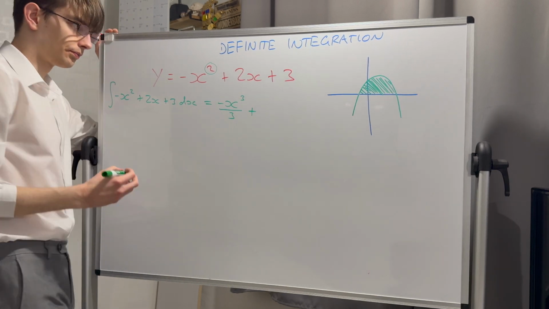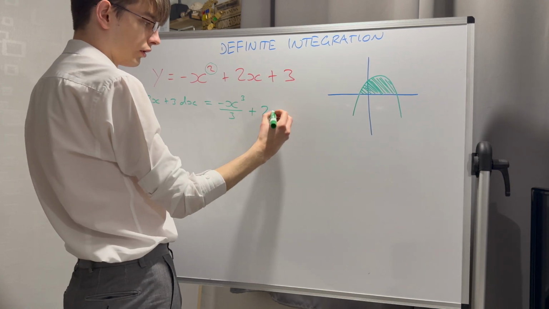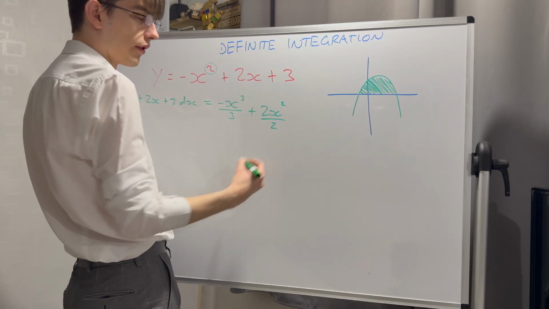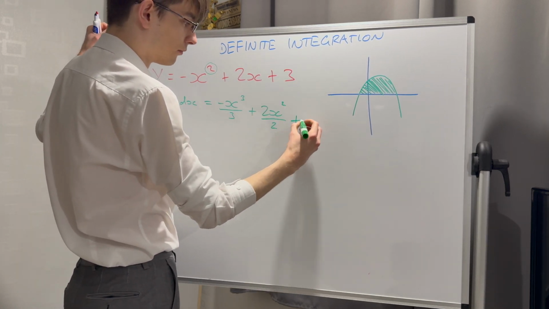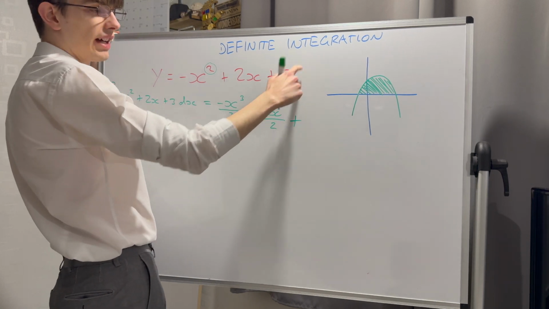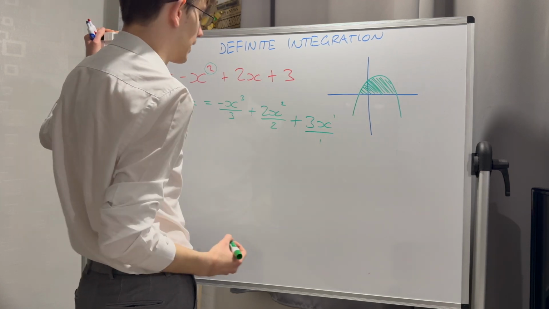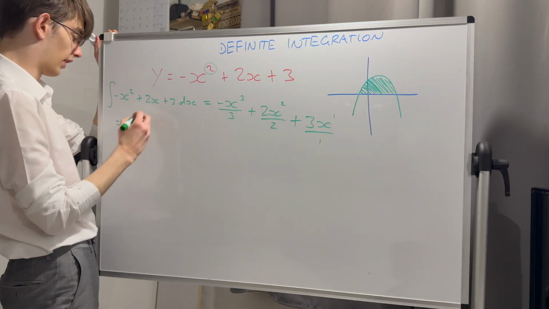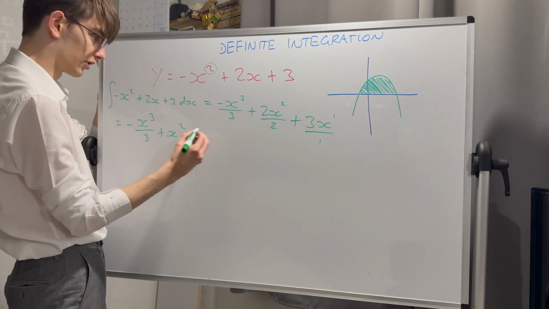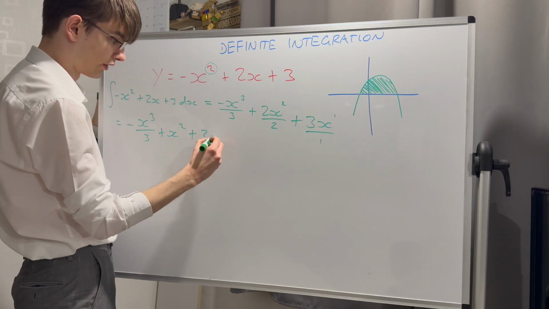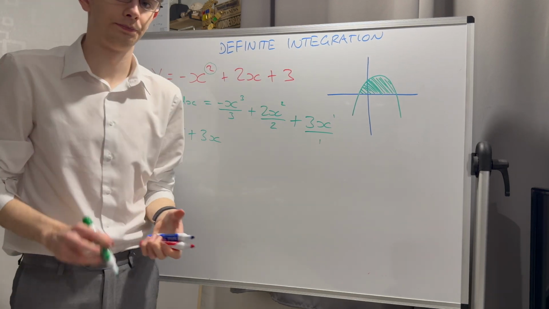Next one. 2x, add 1 to the power, so that becomes x squared, divide by the new power. And then, last one, 3x to the 0 basically becomes 3x to the 1, divide by the power is 1, and I just end up with, if I tidy this up, minus x cubed over 3 plus x squared, cancelling the 2's, plus 3x. If you want, differentiate that and make sure you get back to the start.